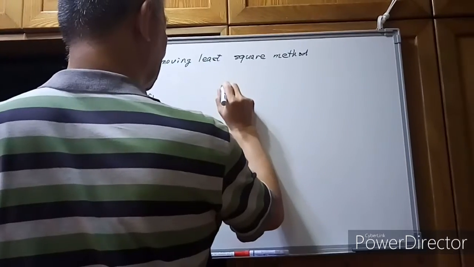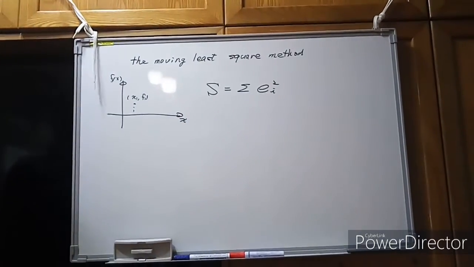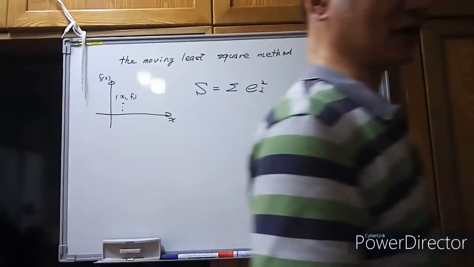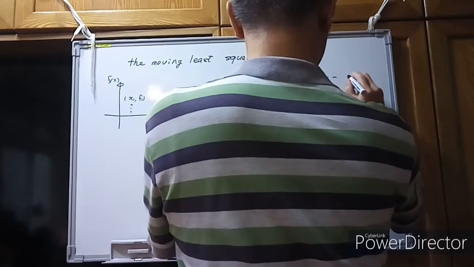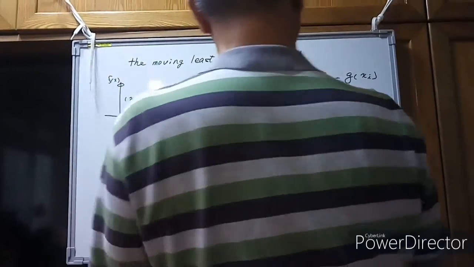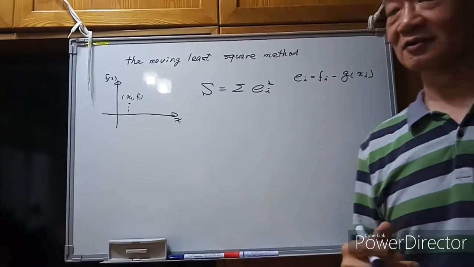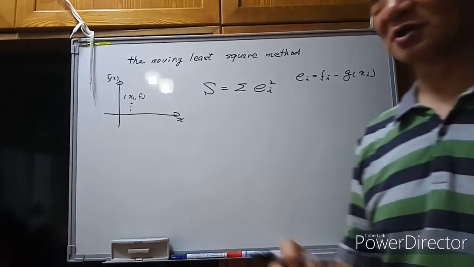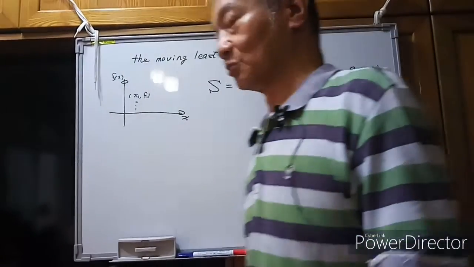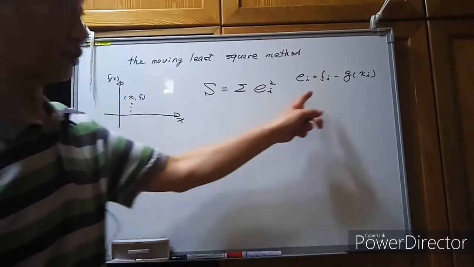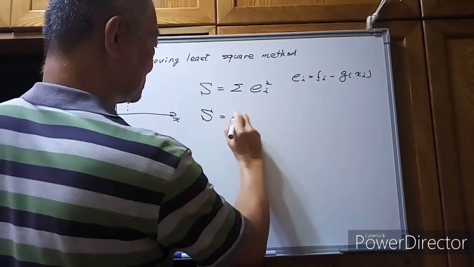In the traditional methods, the capital S is defined by the summation of the ei square, where ei is fi, the input function value at the ith nodal point, minus g of xi, which is an approximate function. Usually we use polynomial functions to approach the real f functions. That's the traditional regression analysis.